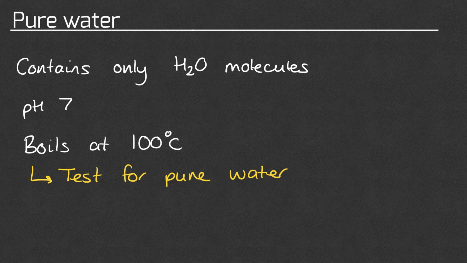If you had water from a tap, we've already said it's got some dissolved minerals or salts in, so it wouldn't have a boiling point of exactly 100 degrees. Because it's an impure substance, an impure solution, it would have a boiling point of slightly over 100 degrees, 100.5 degrees maybe. So in order to test whether water is pure or not, you would see if it boils at exactly 100 degrees. If it does, it's pure water. If it doesn't, it's likely to be impure.